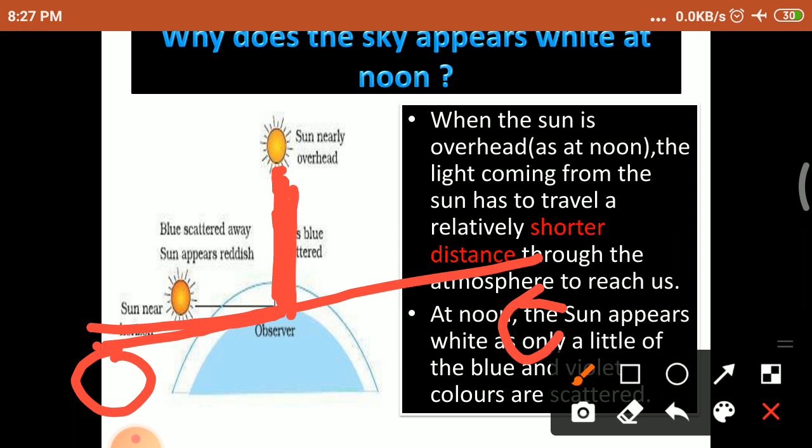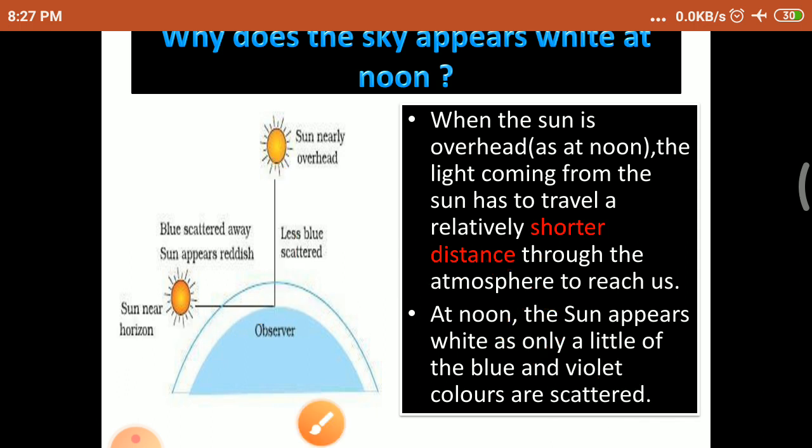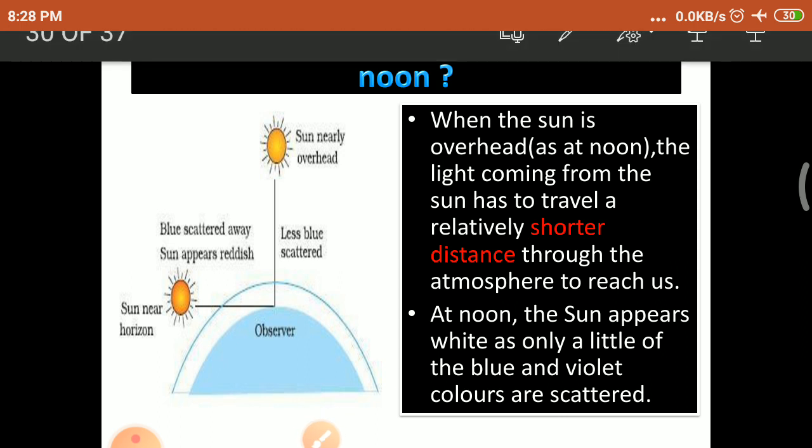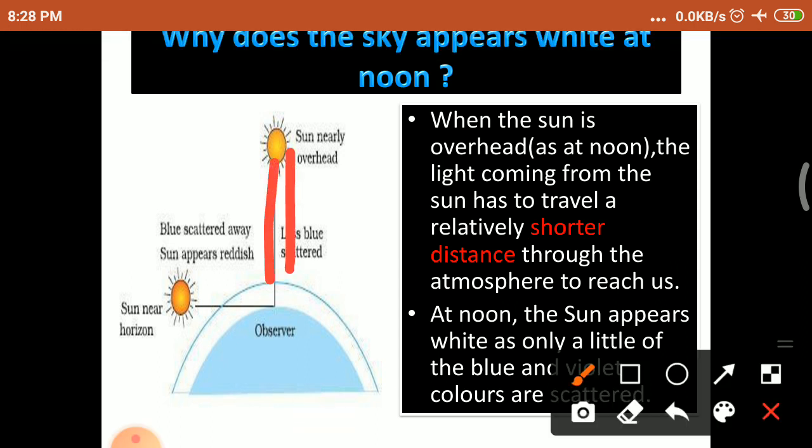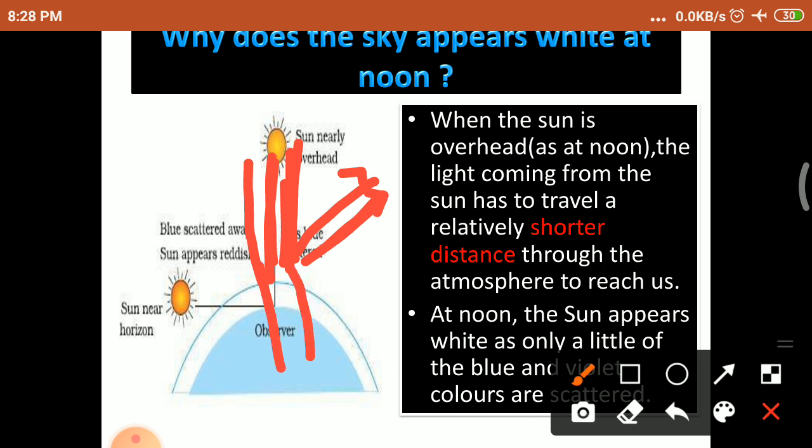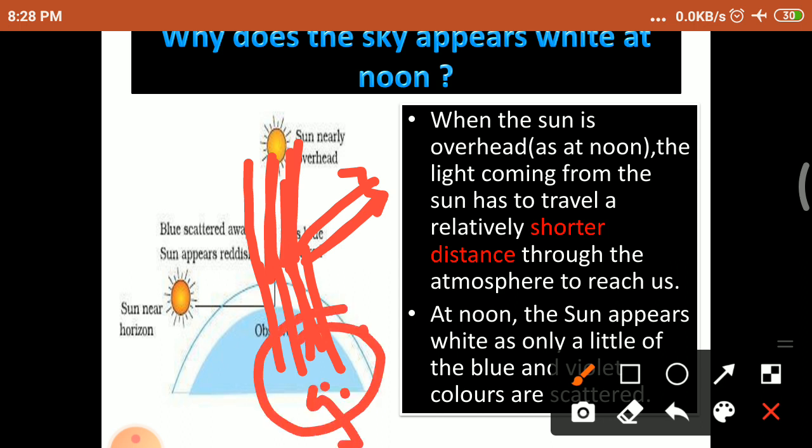When the sun is overhead, as at noon, the light coming from the sun has to travel a shorter distance through the atmosphere to reach us. At noon, the sun appears white as only the blue and violet colors are scattered. You know that when light enters the atmosphere, it consists of the 7 colors. Only a small amount of blue and violet light is scattered. So all other colors are combined and give us white color. So during the noon time, the sun appears white.